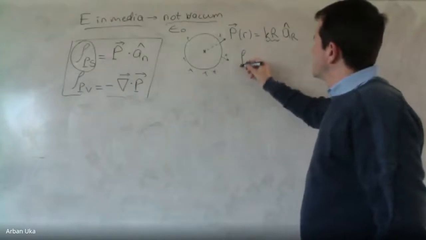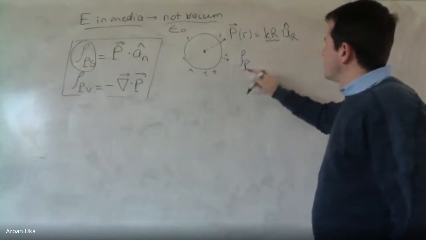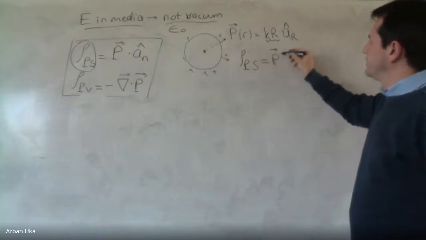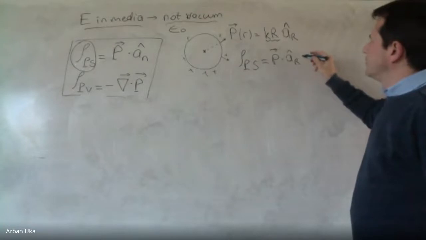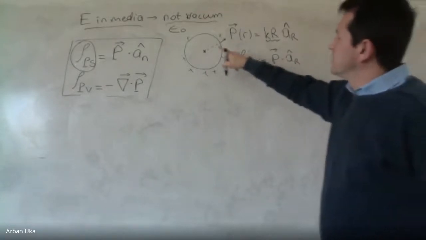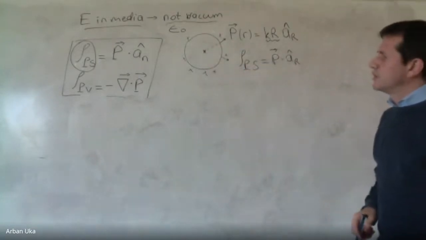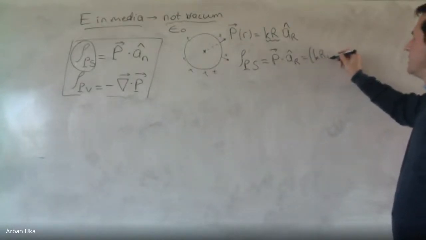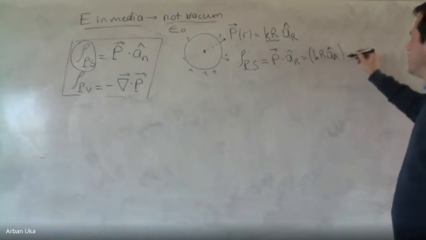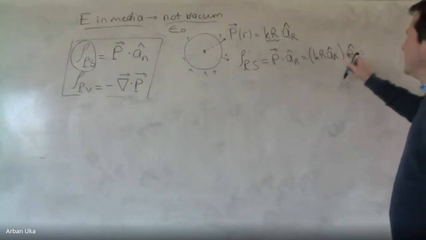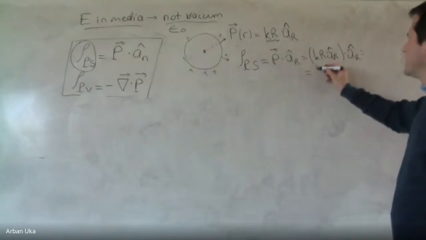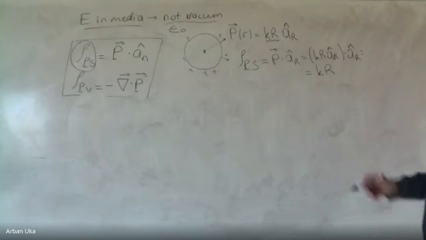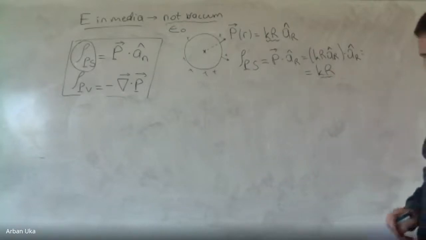We say that the charge density, because all the polarization is on the surface, is equal to P dot a_r, because for a sphere, the normal component is a_r. So it looks like we're going to have this k r, a_r dot a_r, a_r cancels out, and we get just k r. Okay? So the charge density on the surface is just k r.